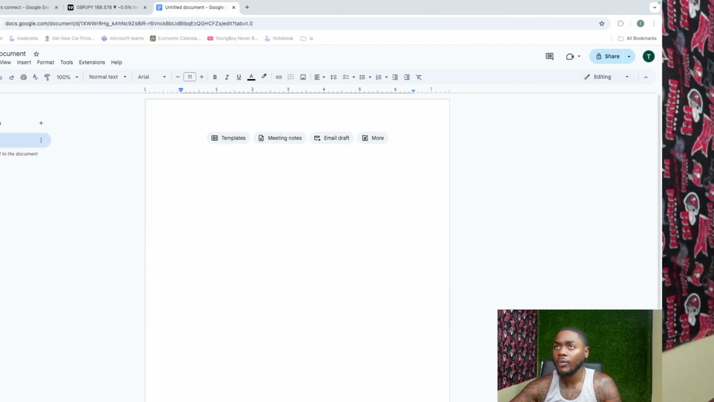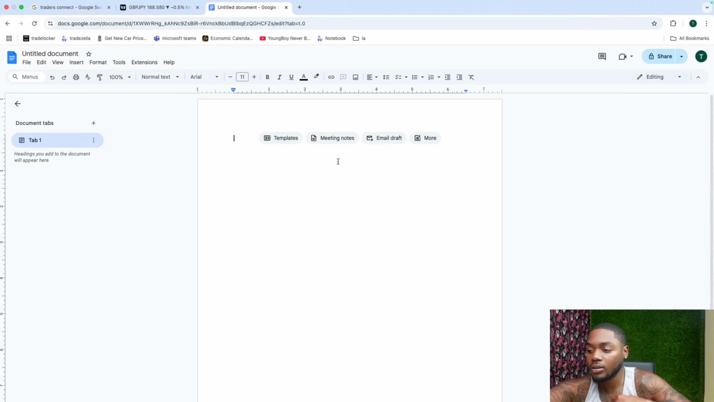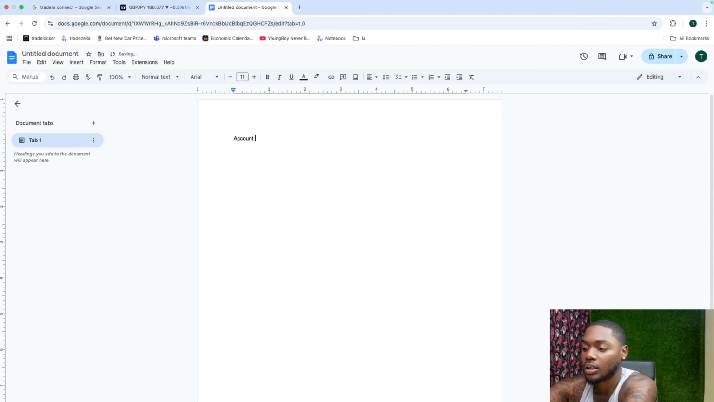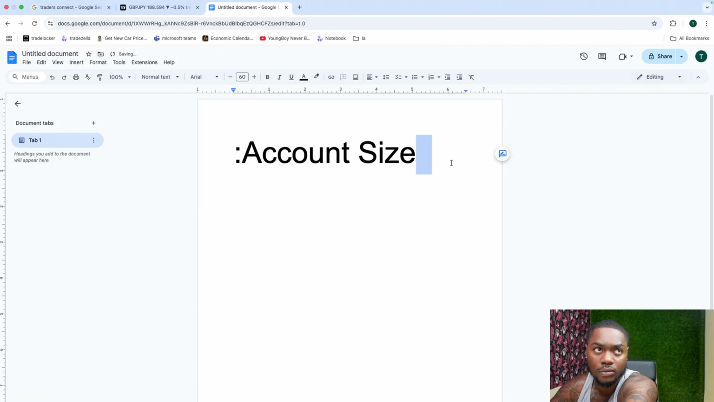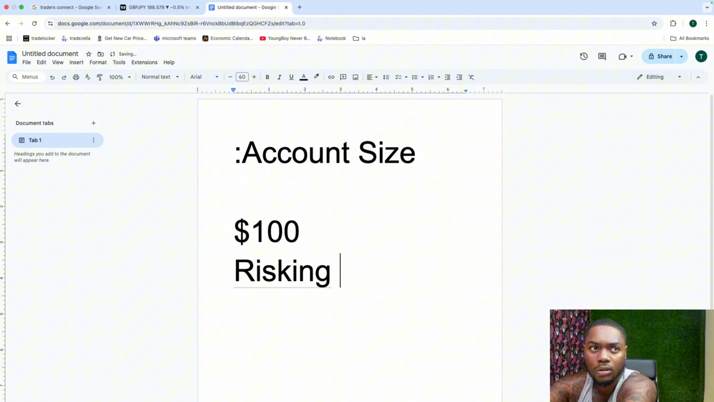So if you're starting your account size with, let's see here, account size, and I'm going to make it bigger for you guys. And remember, I said your risk depends on your account size, right? So account size, if you're starting with $100, let's say $100, I recommend risking 10% per trade.